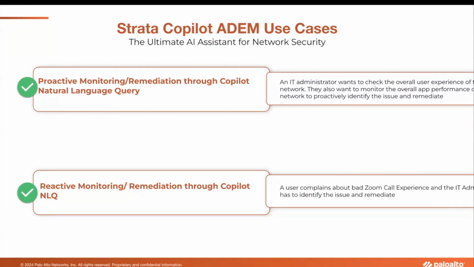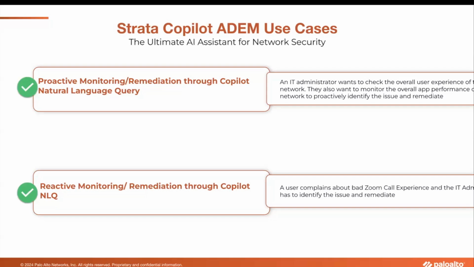So you just have to use natural language queries for proactive monitoring and remediation through Copilot. Let's say, for example, an IT administrator wants to check the overall user experience of the network, and they also want to monitor the overall app experience of the network to proactively identify the issue and remediate it. That can be done through natural language queries through Copilot, and you just have to ask certain questions. I show you the example, and it will give you that proactive monitoring and remediation through the Strata Copilot platform itself.